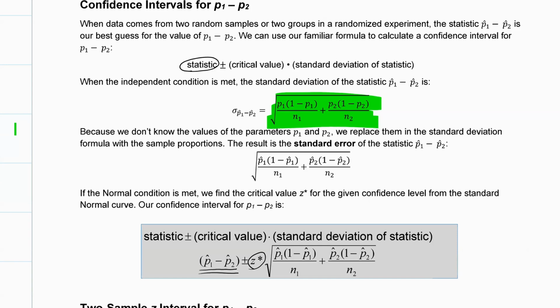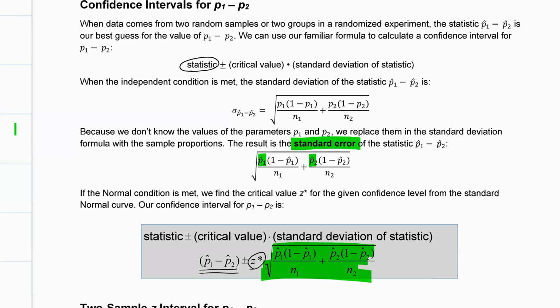So what we need to do, because we don't know what p 1 is, we don't know what p 2 is, we make a reasonable guess. What is our reasonable guess? Our reasonable guess is that instead of p 1, we're going to use p hat 1. And instead of p 2, we're going to use p hat 2. And because we've made this change using statistics instead of parameters for that calculation, we call this a standard error as compared to a standard deviation. And the standard error is what we're going to use in our confidence interval calculation.